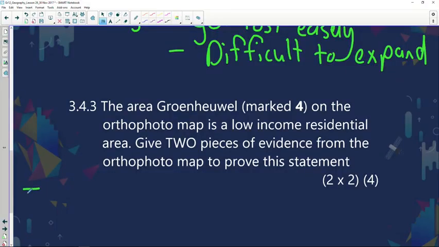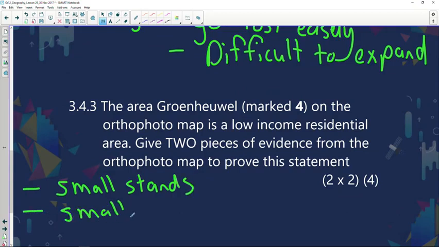First of all, we looked at it. Very small stands. Small houses as well. It's close to the industries.